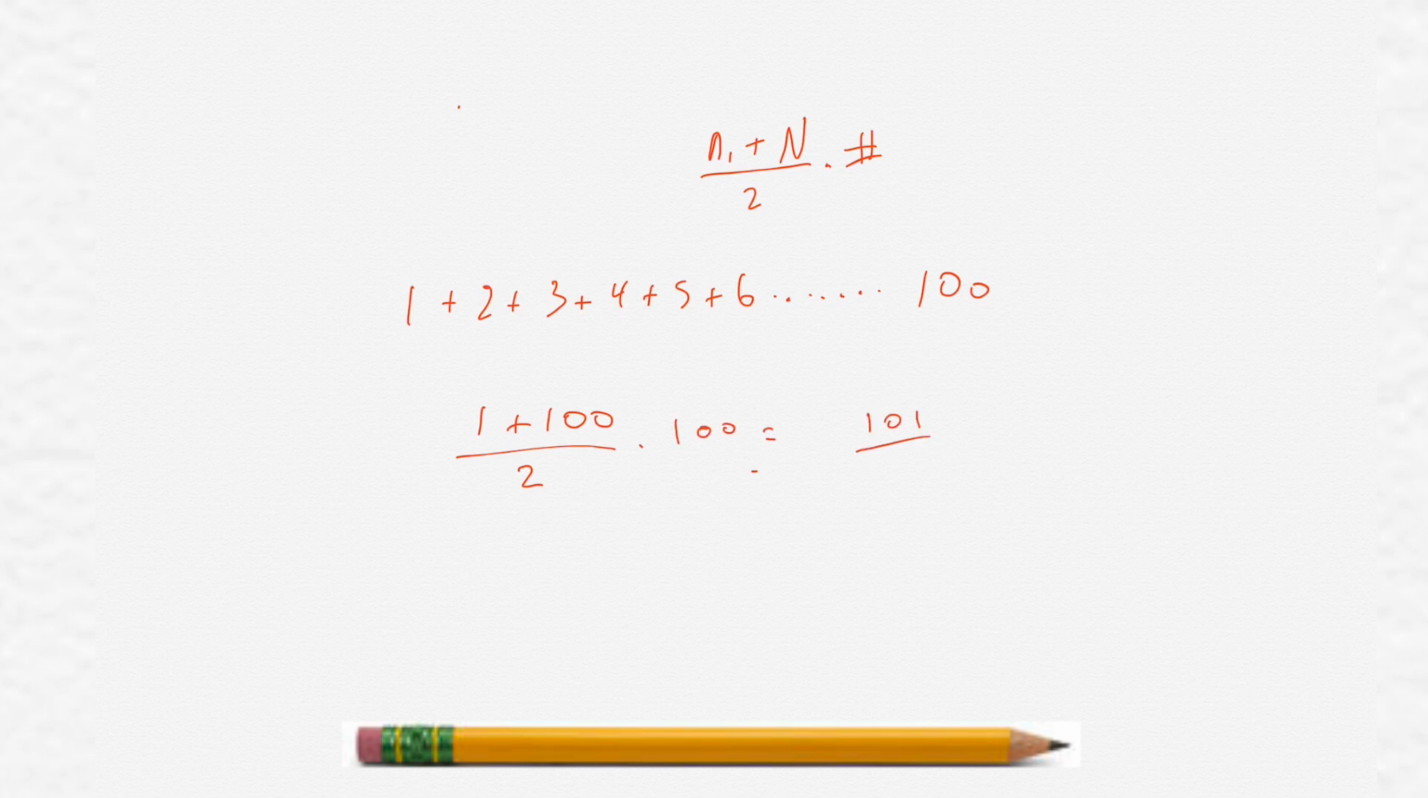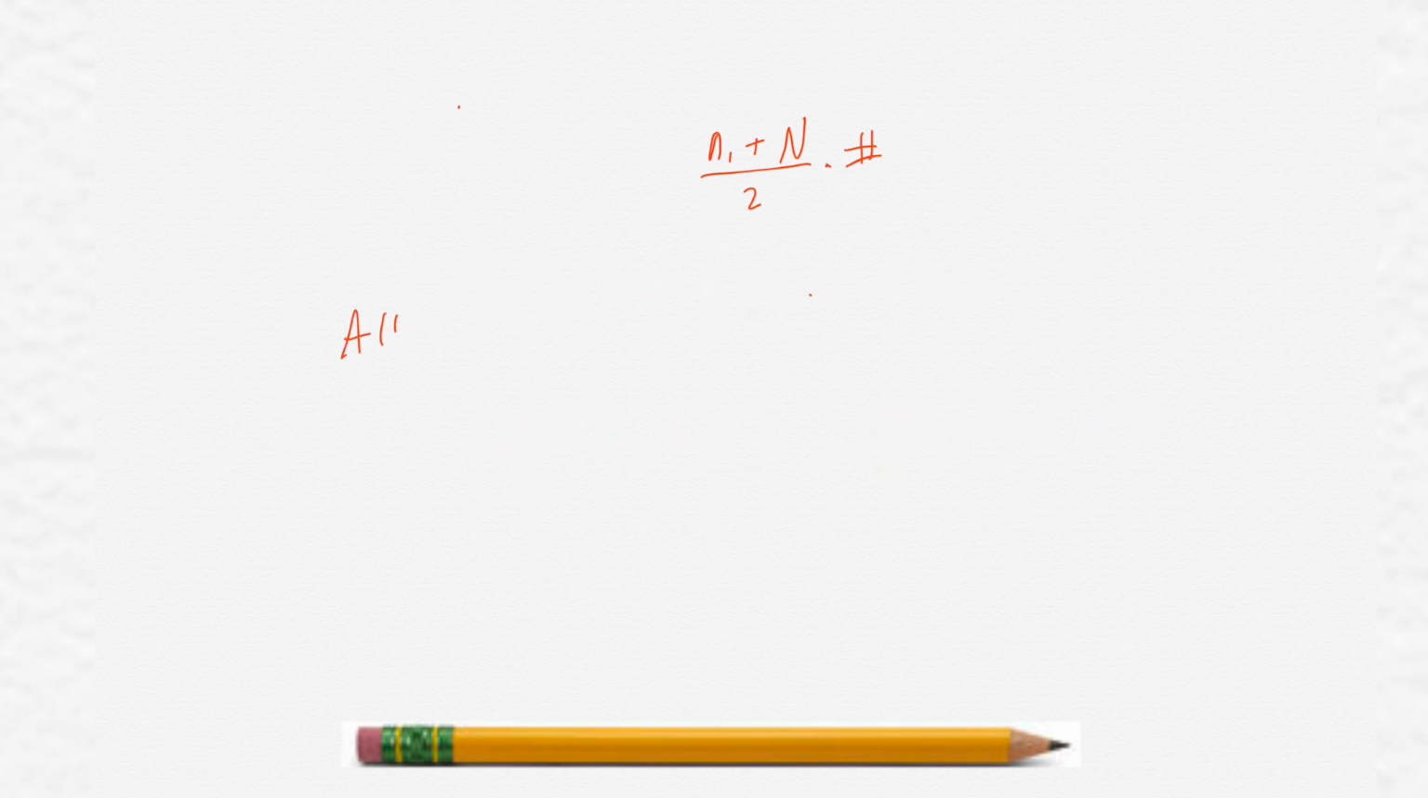So then we'd have 101 divided by 2 times 100. To simplify that, we would get 101 times 50, which equals 5,050. So that's the sum of that big, long sequence.